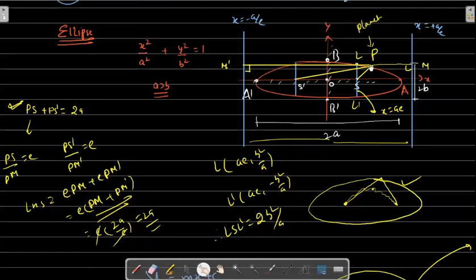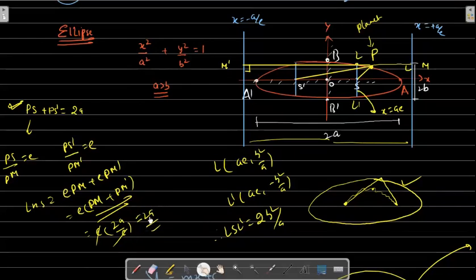If you add the distances of this point from the two foci, it will always be a constant. PS plus PS prime will always be equal to the length of the major axis. We can prove it very fast here. See, PS by PM is e. PS prime by PM prime is also e. So what is PS plus PS prime? e times PM plus PM prime. What is that? 2a by e. So we'll get e cancelled, 2a, hence proved.